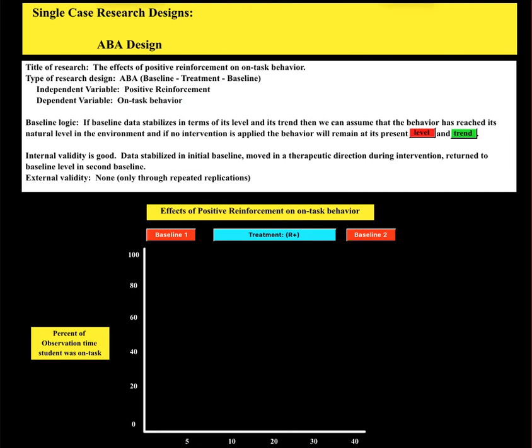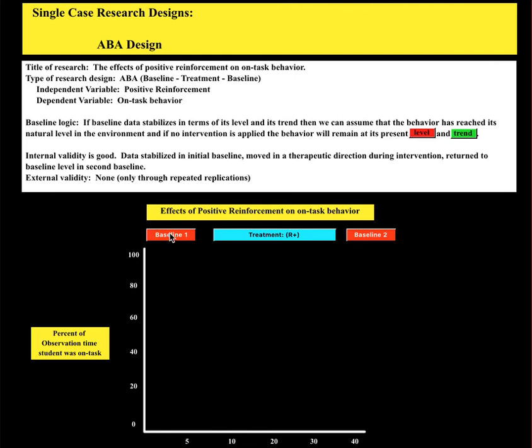Again, we have the same research study, the effects of positive reinforcement on on-task behavior. You can see that at the top of the screen. However, here we have an ABA design. We have an initial baseline. This is our baseline. We have an intervention. And then we have a return to baseline. This design is sometimes referred to as a withdrawal design. The intervention is withdrawn, and there is a return to the second baseline condition.